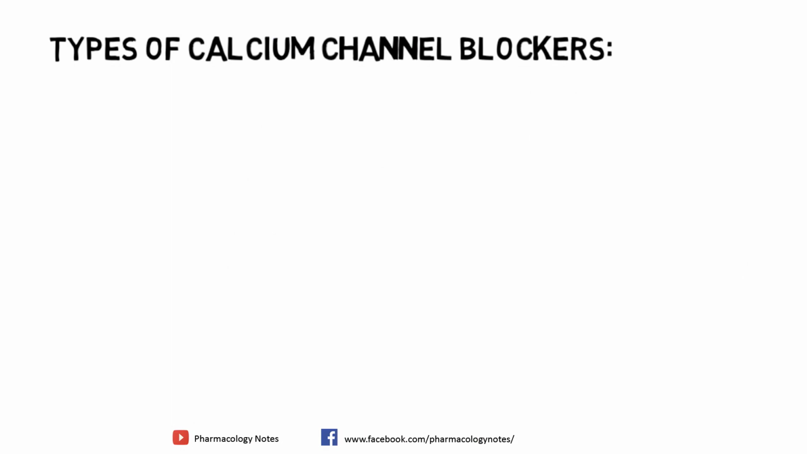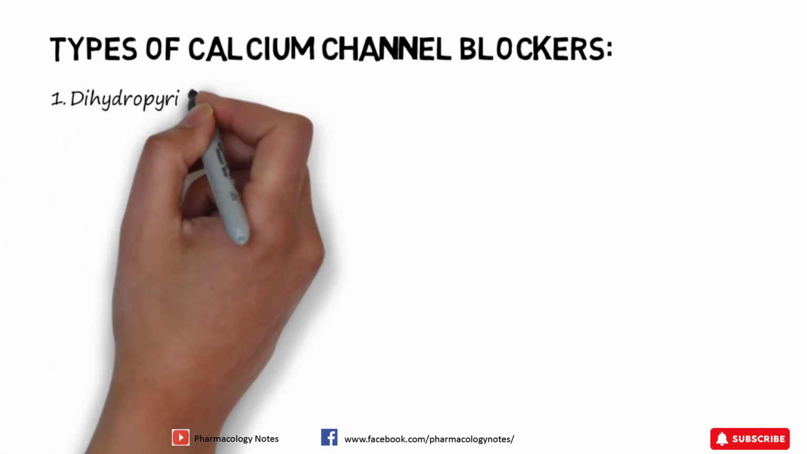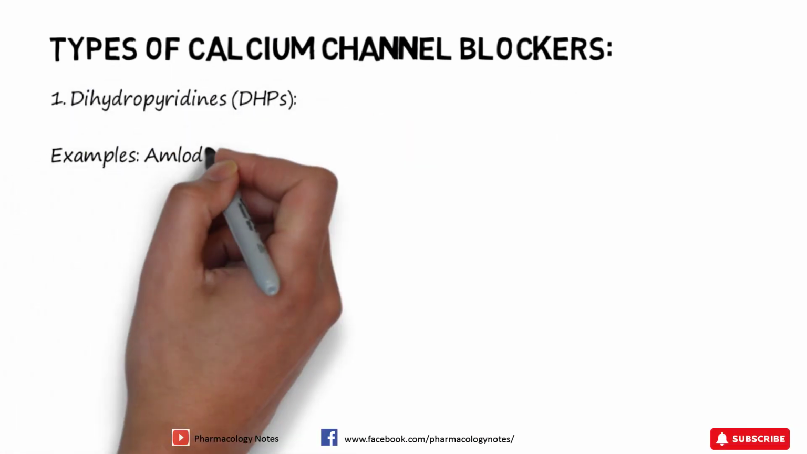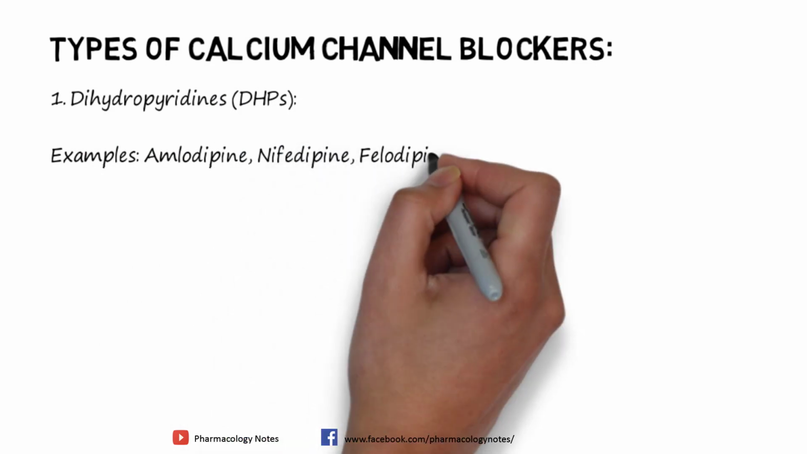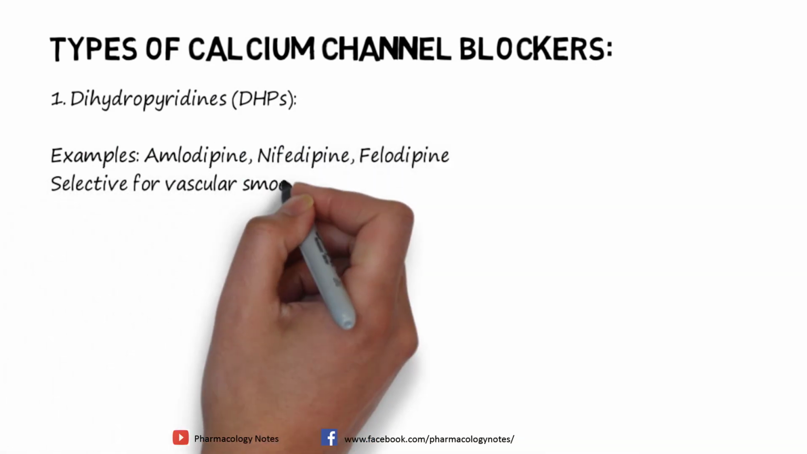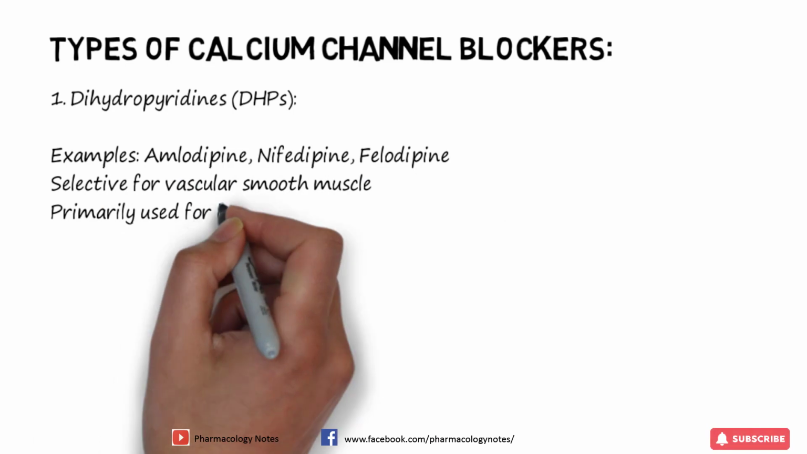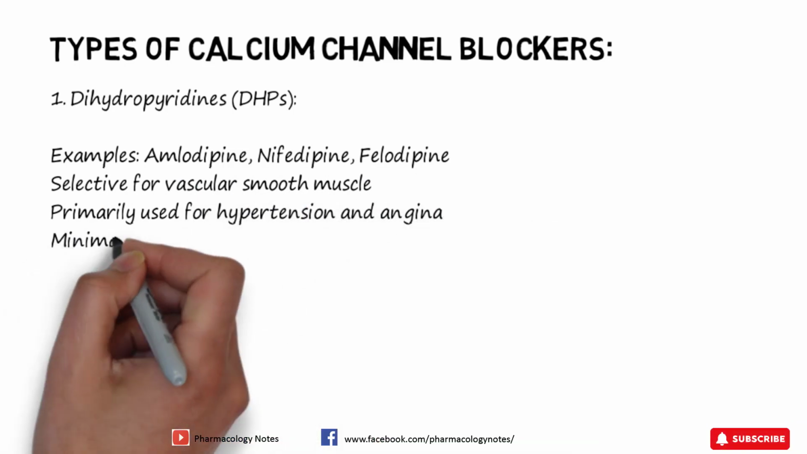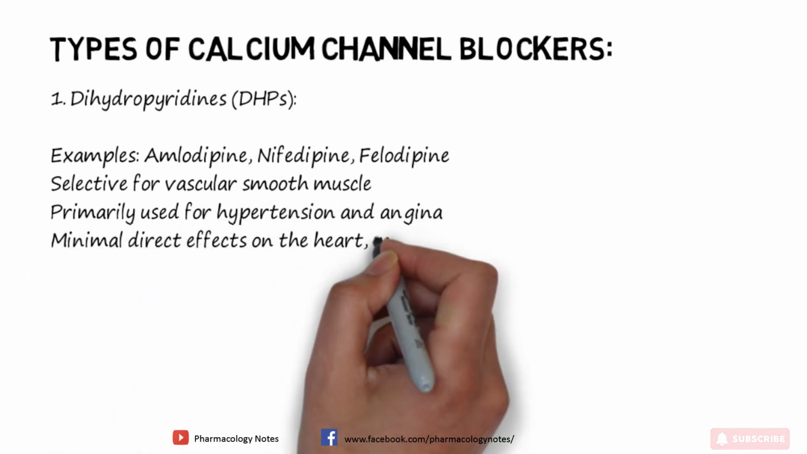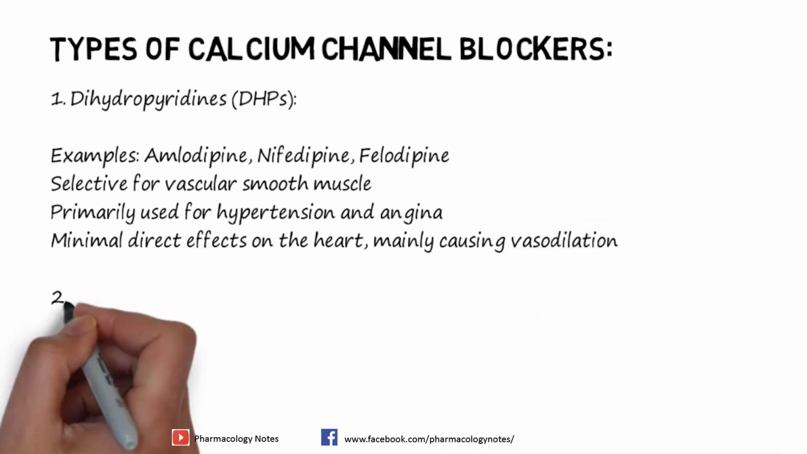Certain types of calcium channel blockers are there. The most common examples are, number one, dihydropyridines, DHPs. Examples are amlodipine, nifedipine, and felodipine. They are selective for vascular smooth muscle and primarily used for hypertension and angina. They have minimal direct effect on the heart and mainly cause vasodilation.